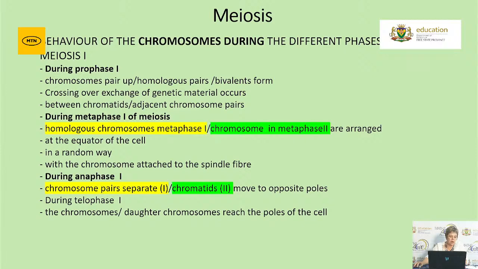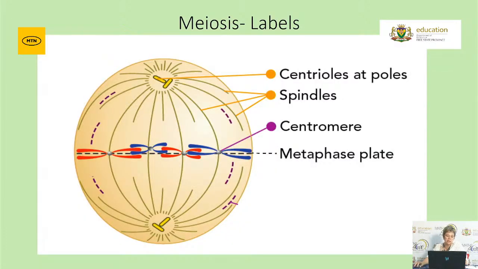In metaphase 1, we refer to homologous chromosomes on the equator. So in metaphase 1, it is homologous chromosomes. And in anaphase, it is chromosome pairs that separate, or chromatids that separate. In metaphase 2, it's only chromosomes that are on the equator. Like this one, there's only chromosomes on the equator. It's not homologous chromosomes, so therefore, this will be metaphase 2.